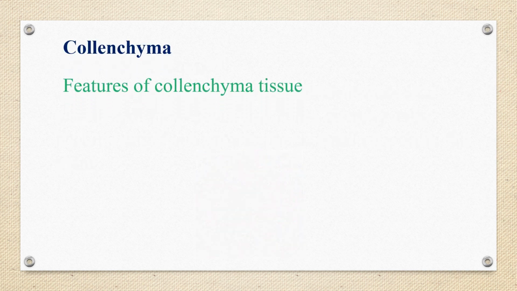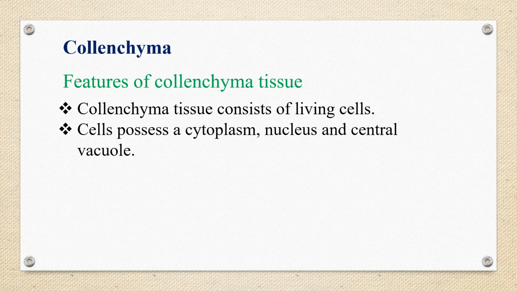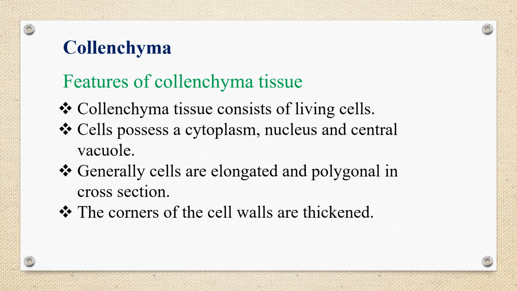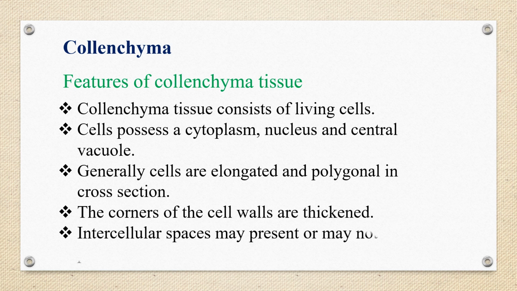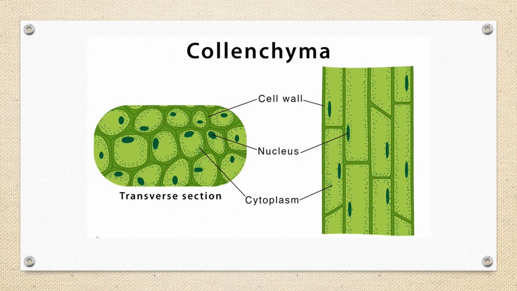Let's move to learn about the collenchyma tissue. Collenchyma tissue consists of living cells like the parenchyma cells. Cells possess a cytoplasm, nucleus, and central vacuole. Generally, cells are elongated and polygonal in cross-section. The corners of the cell wall are thickened. Intercellular spaces may present or may not present. In this picture, you can observe the collenchyma tissue. There are polygonal shaped cells and the cell walls have thickened.